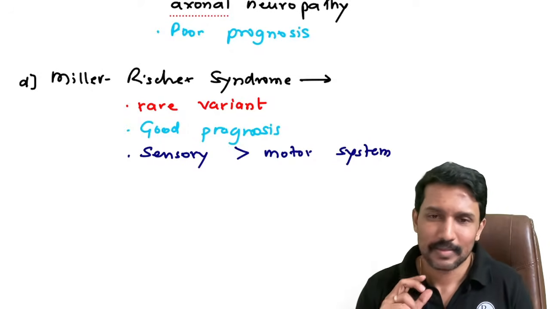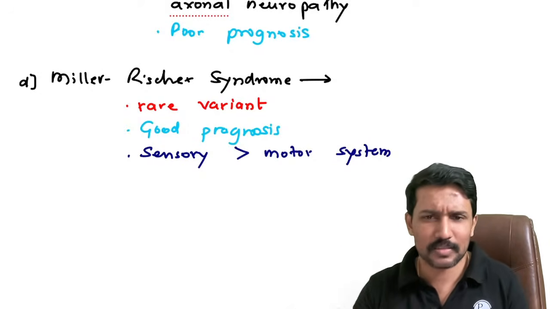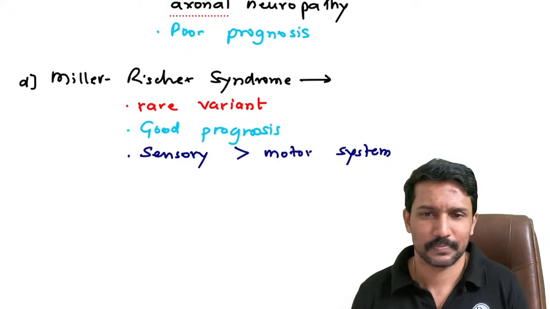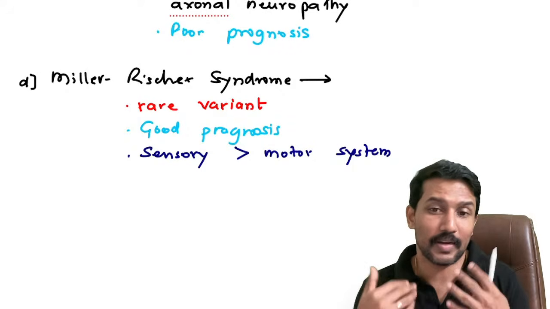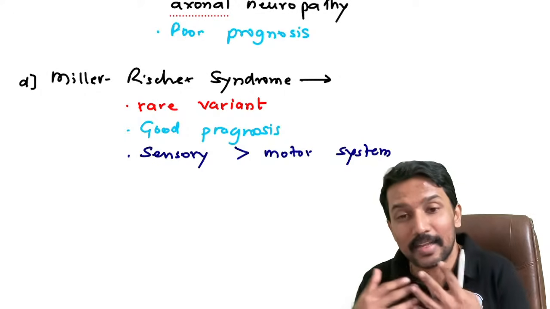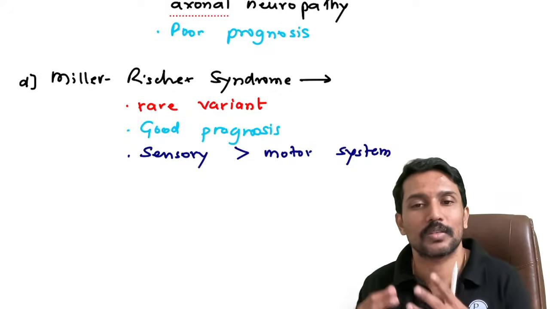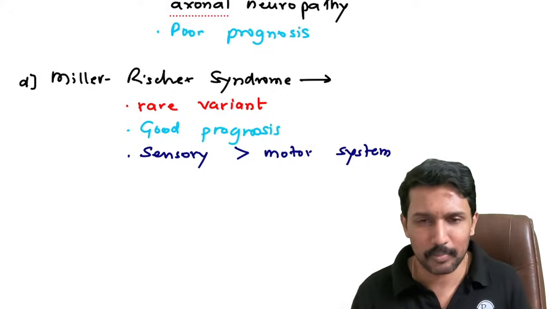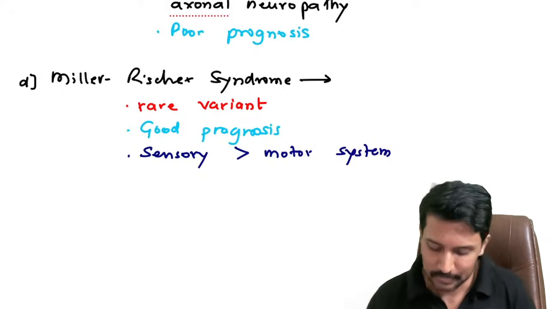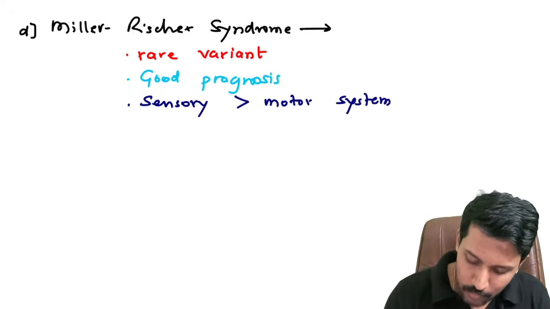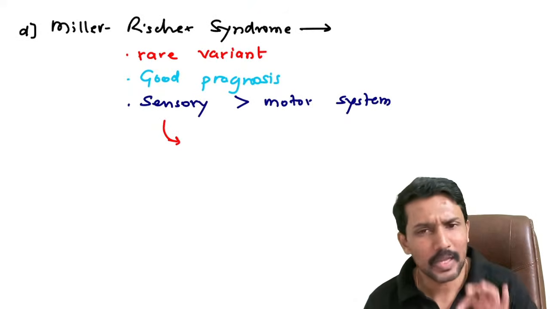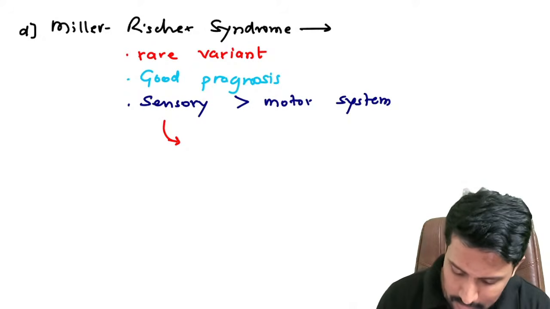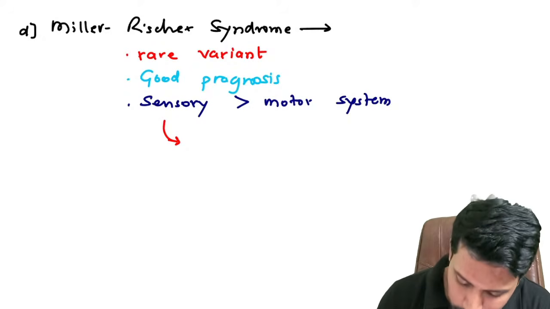But if sensory is affected, I will lose sensation, and nobody dies because of the loss of sensations, right? I will lose sensation, but will I die because of loss of sensation? No. I can die because of motor strength being lost in respiratory muscles. That is unlikely to happen here. That's why it carries good prognosis. And because it involves sensory more than motor, it presents with mainly sensory system related symptoms. So what are those?